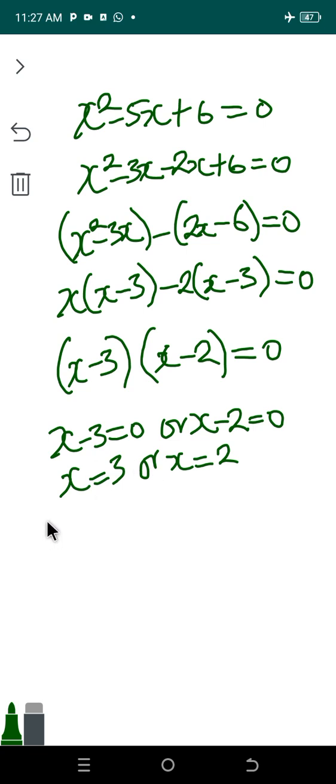So now the next thing, the values of x is what? 2 or 3. The factors of the quadratic equation is what? 2 or 3. The roots of the quadratic equation are 2 and 3. Then the values of x, which is the solution for that quadratic equation, is what? 2 and 3.